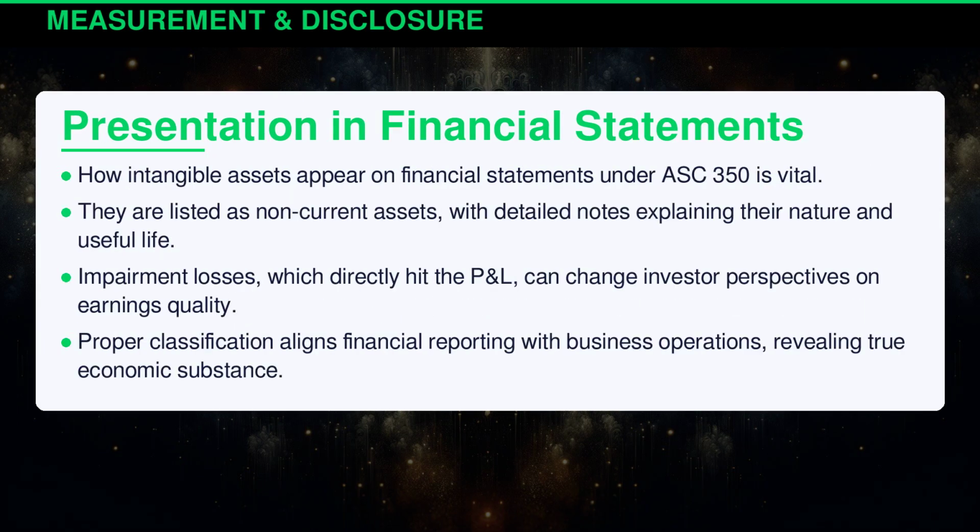How intangible assets appear on financial statements under ASC 350 is vital. They are listed as non-current assets, with detailed notes explaining their nature and useful life. Impairment losses, which directly hit the profit and loss, can change investor perspectives on earnings quality. Proper classification aligns financial reporting with business operations, revealing true economic substance.